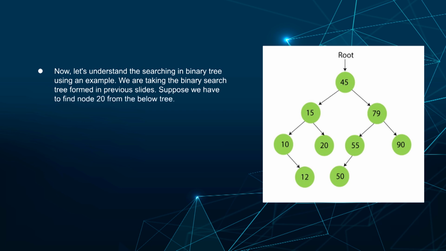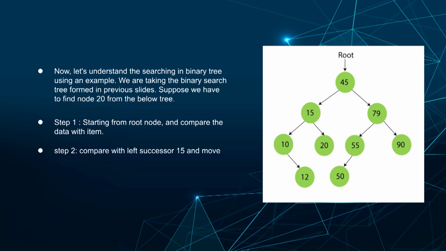We are taking the same binary search tree formed in the previous slide. Suppose we have to find the node, or we can say item, 20 from the tree. Here we take the same example, 45 is the root node and all the items are fixed in the positions we created in the previous one. So, our searching item is 20. Again we start from the root node. We fix our pointer at the root node and compare the data with the item.